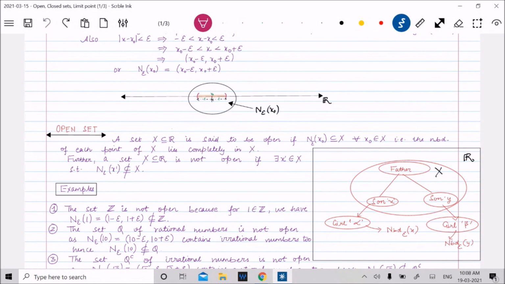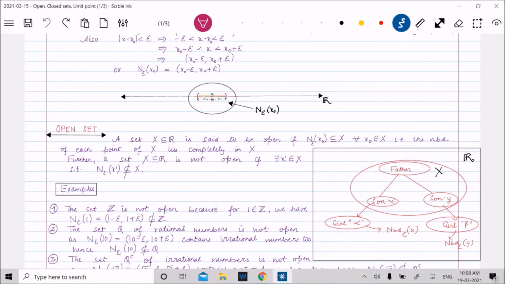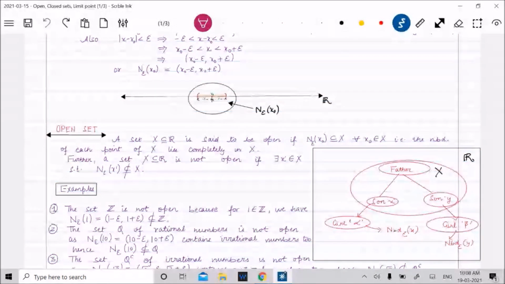And here you can see a real life example of an open set, where X is a family having 3 members: father, son X, and son Y. Suppose there is a girl alpha who comes in the neighborhood of son X, who is of course one of the members of the family. If this neighborhood of x, within the radius epsilon, is accepted by the family, then we can say that the family is open, at least for the son x.